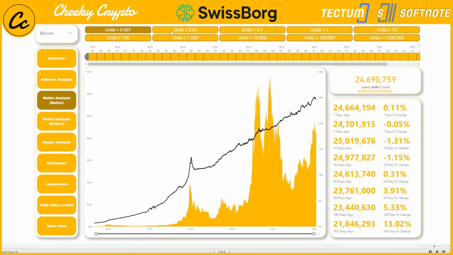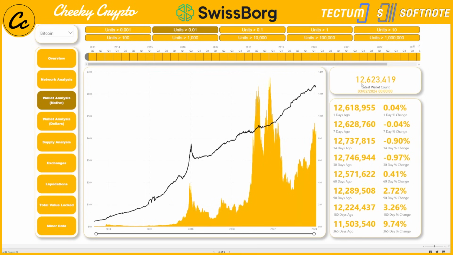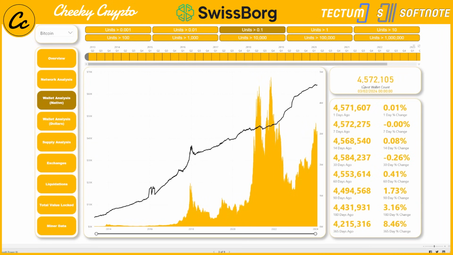So let's talk about 1/100th of a Bitcoin. So 1% of a Bitcoin, only 12.6 million wallets. So we already now have dropped down even further, right? We've got another 50% drop in the wallet counts from the low side of 0.001 Bitcoin up to 0.01 Bitcoin. We've dropped another 50%. And if we go up to 10% of a Bitcoin, we drop again over another 50% to 4.5 million wallets.